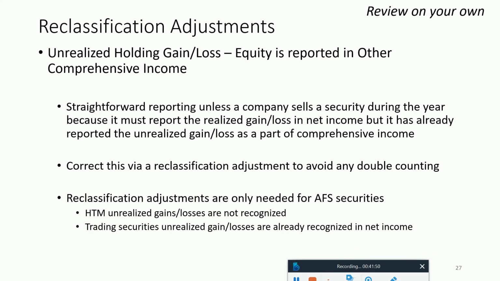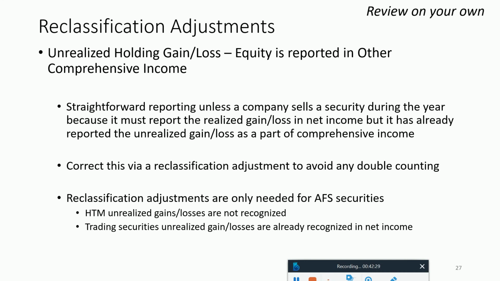Next, we want to take a look at reclassification adjustments. Now, reclassification adjustments are when we have a security that previously had some unrealized gain or loss recorded in other comprehensive income that now becomes realized because we have sold the security. How we deal with this is via a reclassification adjustment, and this is to help us avoid any double counting.